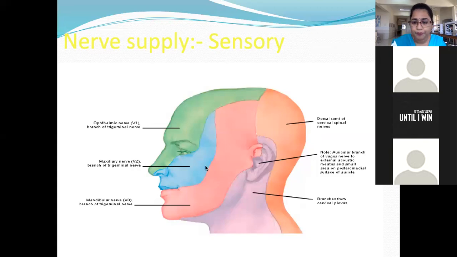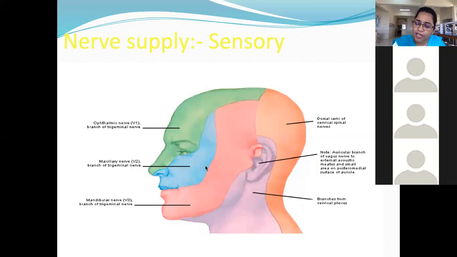Next homework for you. You all have to draw the diagrams and write down nerve supply and blood supply of the face. Write it as a short note question, blood supply, nerve supply of the face. Draw neat labeled diagrams along with the question and submit in your Google Classroom. The link will be provided today. That's your homework.